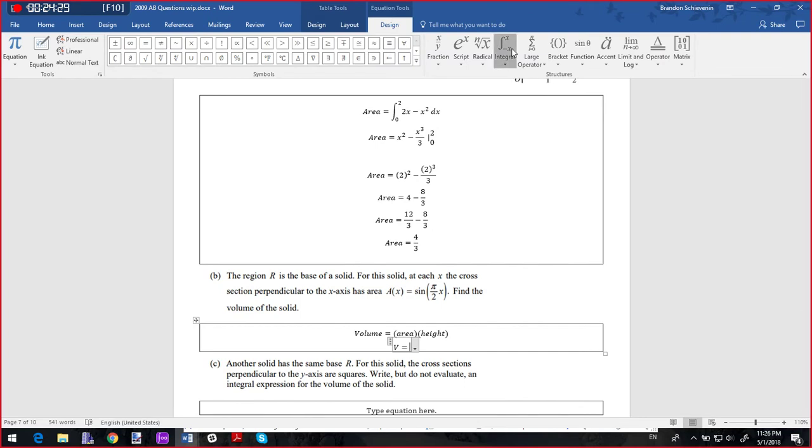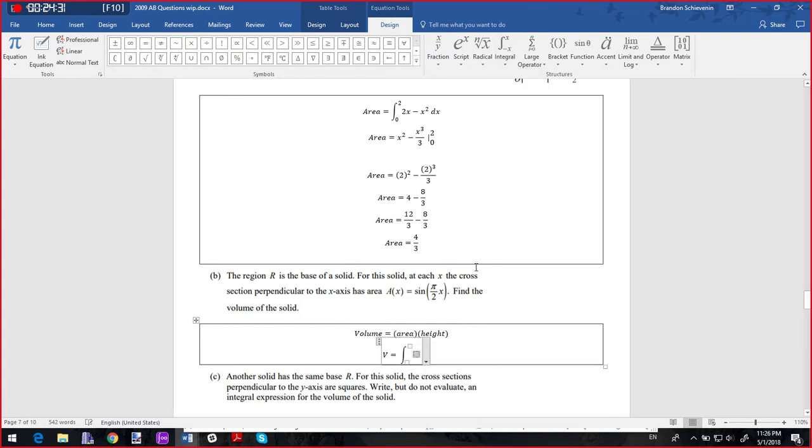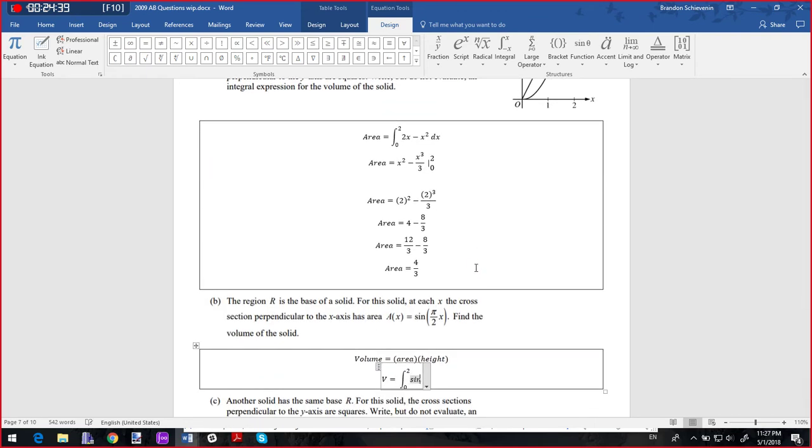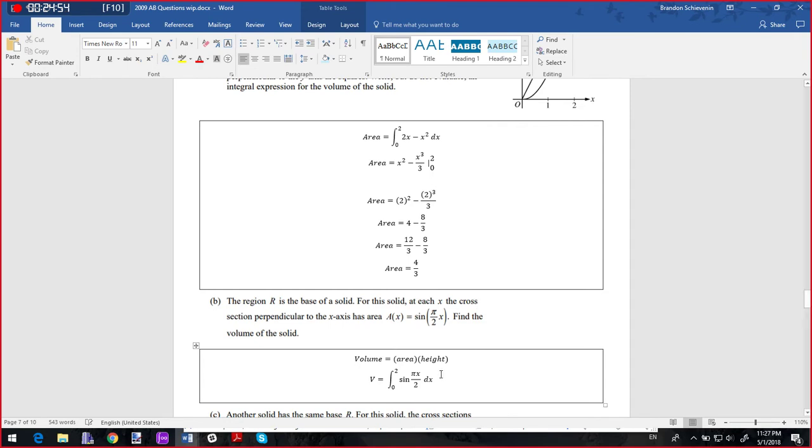So I'm going to integrate as x changes from 0 to 2 of the sine of pi halves x times dx, which would be my height. Okay, they do want us to find the volume, so I am going to actually integrate this.